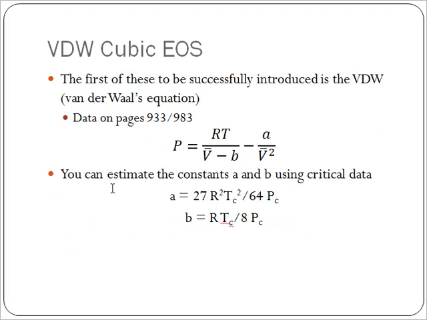Now let's look a little bit further at the Van der Waals equation. The data for this one, you can find values for some substances on pages 933 and 983 in your book. They'll have constants that can be used for a and b. But you can also estimate the constants just using critical properties, the critical temperature and critical pressure. And with this, I can make a huge improvement to the ideal gas law that is not all that much more difficult. If I'm using a computer, this is certainly easy.